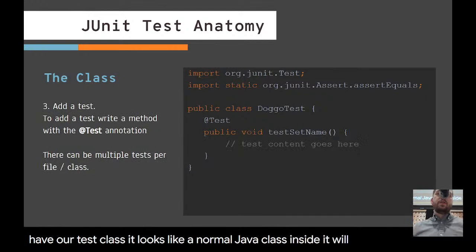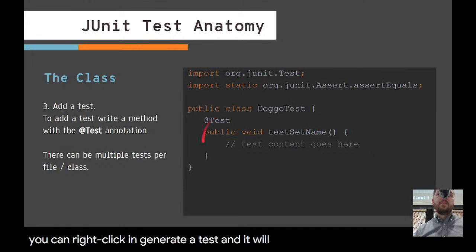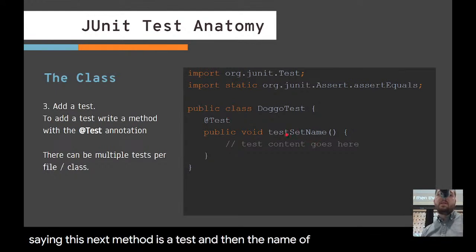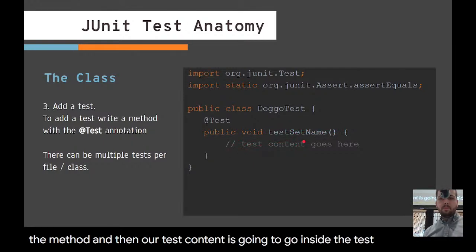Inside it, we'll add our first test. You can right-click and generate a test, and it will generate something that looks very much like this. But here, we're just going to write it in. So we say @Test, saying this next method is a test. And then the name of the test is the name of the method. And then our test content is going to go inside the test.